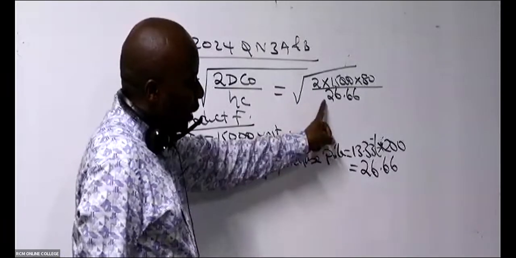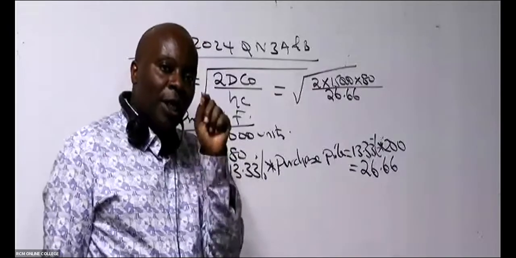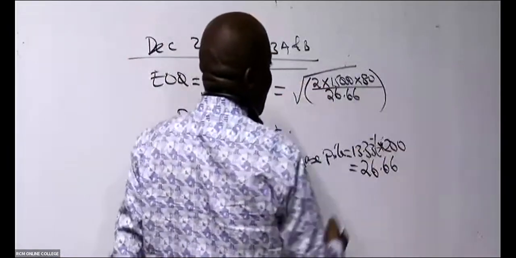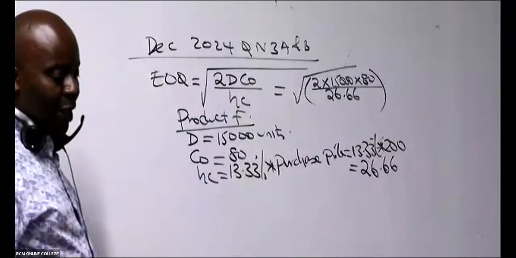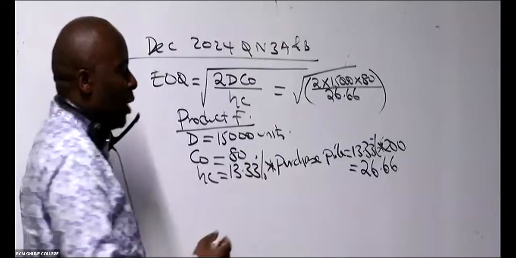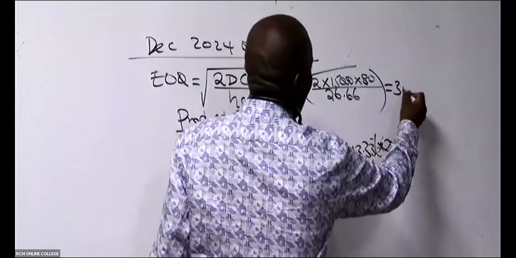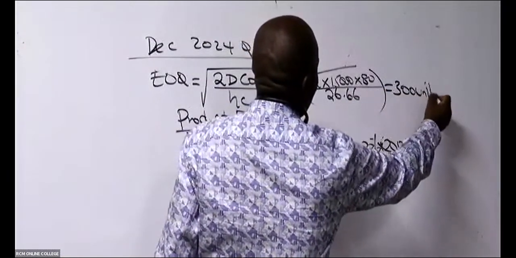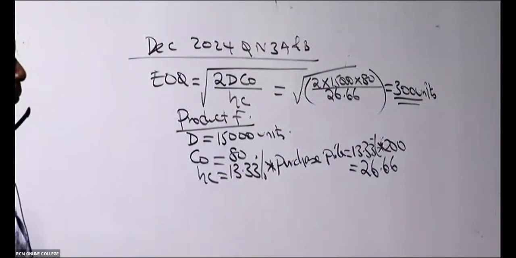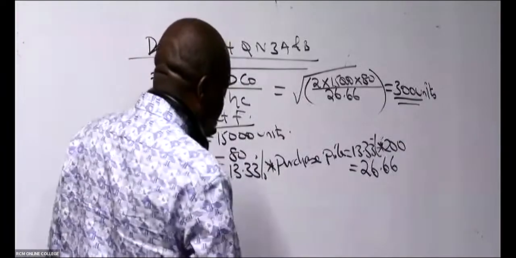So you divide this, whatever answer you get, you say square root. Remember, first you have to do this. Whatever answer we get, we say square root. So Madam Shayla has given us 300 units.